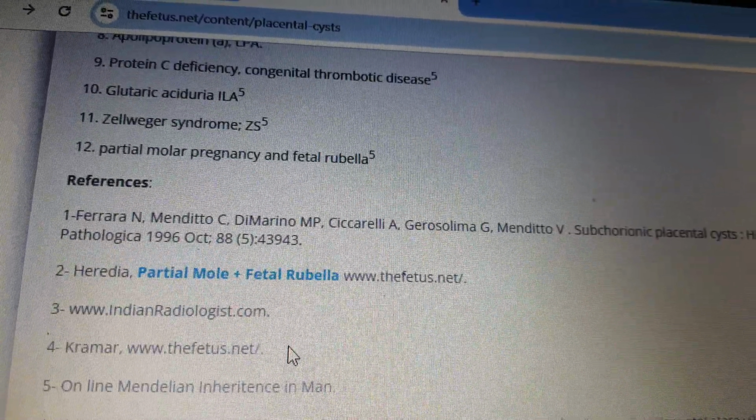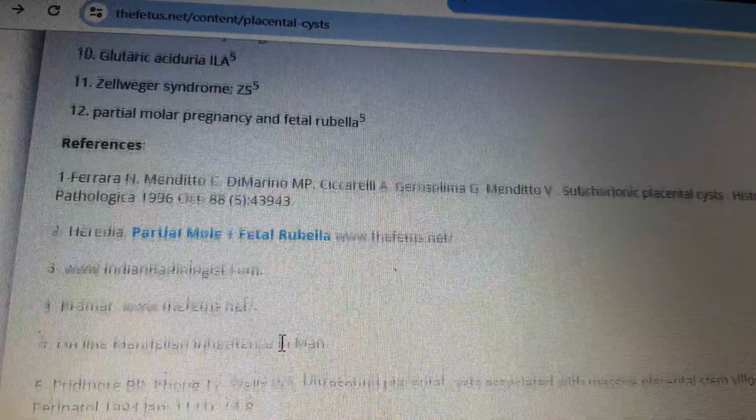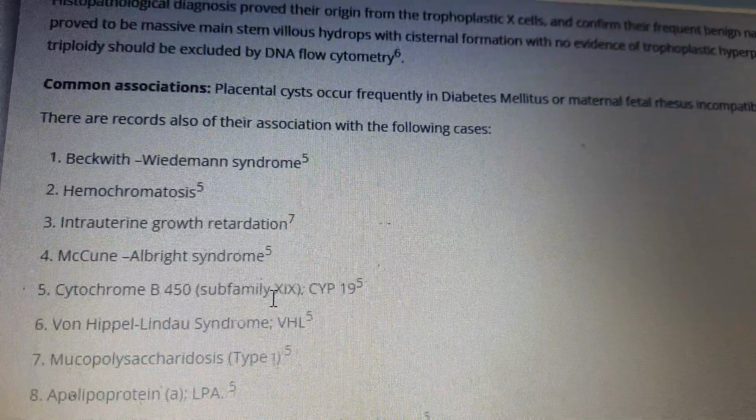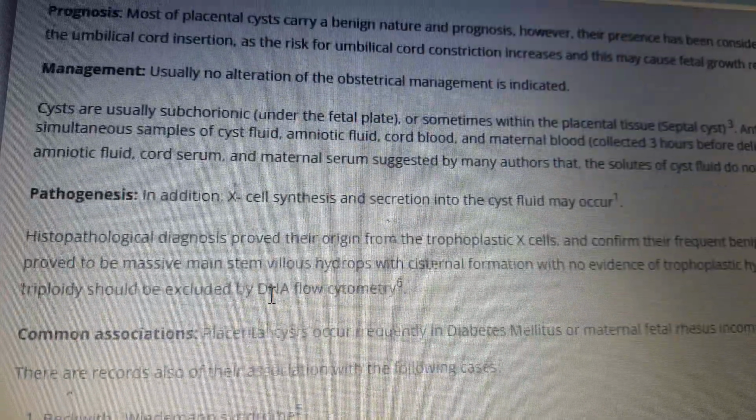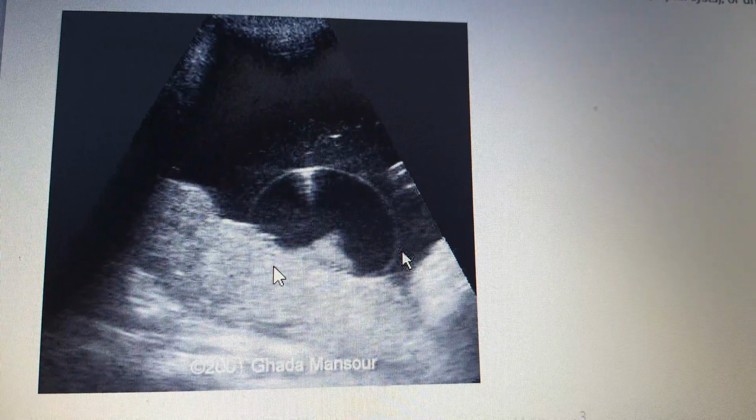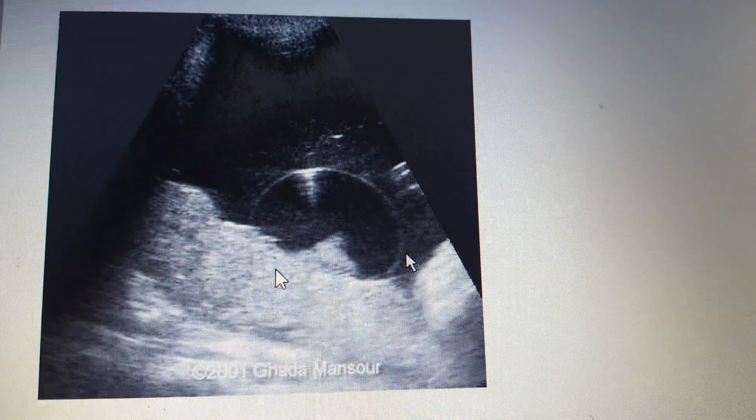And so, actually, if you want to read this article, you will find it on the internet. Just write my name and write placental cysts, and you can read it in details. So that was an idea about placental cysts, and this is how the picture is appearing by ultrasound antenatally. Thank you.